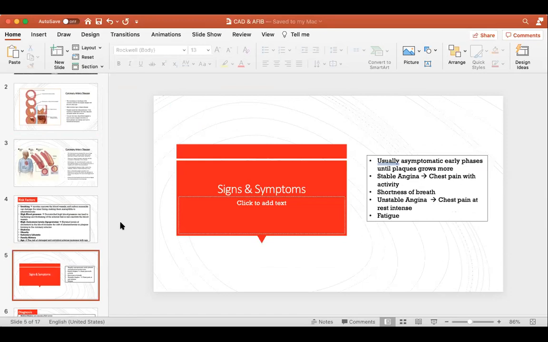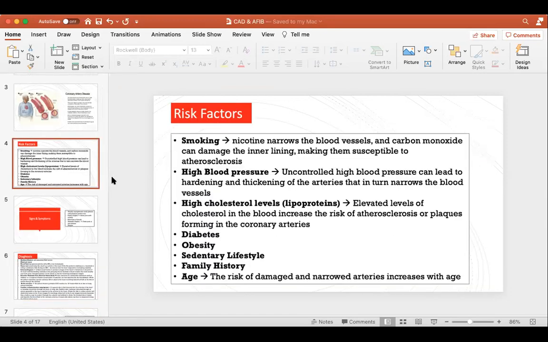So the risk factors include smoking. Basically, nicotine narrows the blood vessels, and carbon monoxide can damage the inner lining, making them susceptible to atherosclerosis. High blood pressure: if you have uncontrolled high blood pressure, then that can lead to hardening or thickening of the arteries, and it narrows the blood vessels.